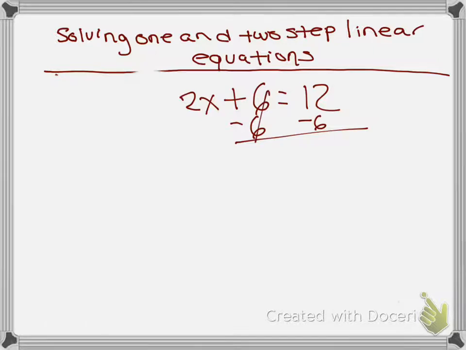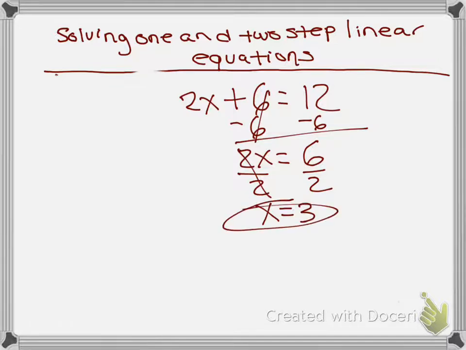6 minus 6 is 0, leaving just the 2x equals, and 12 minus 6 is 6. And now I can get rid of my 2. I'm multiplying by 2, so I have to do the opposite and divide both sides by 2. 2 divided by 2 is just 1. But I don't have to write the 1. I can just write the x equals 6 divided by 2 is 3. And that is your answer.